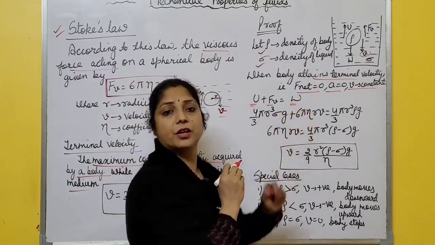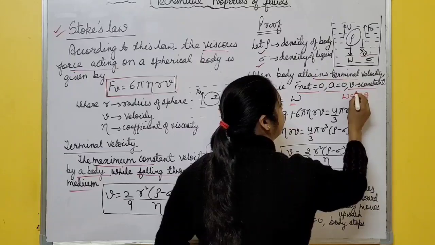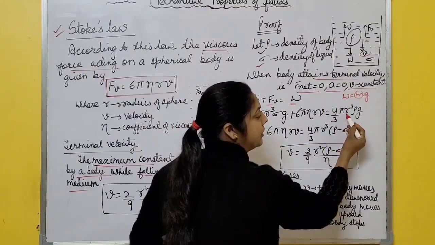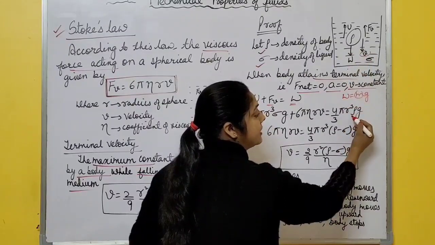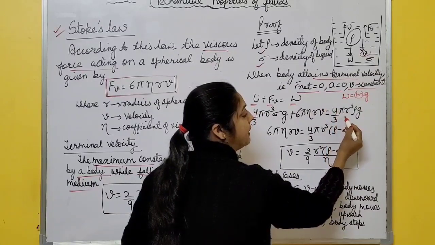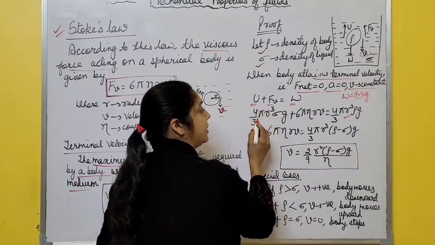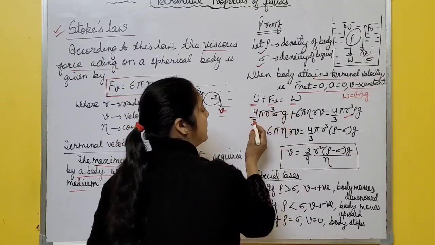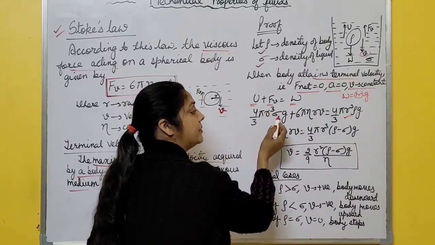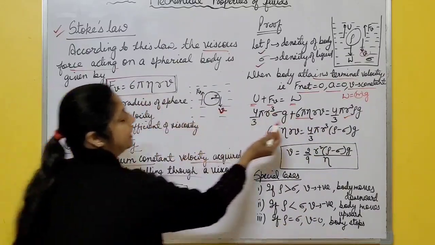Now what is the formula for the weight of the body? Weight of the body is M into g, and this mass of the body is volume into density. Volume is 4 by 3 pi r cube, where r is the radius of this spherical body, and the density of this body is rho. So weight W equals 4 by 3 pi r cube rho g. Upthrust, you know, is the upward force. This is 4 by 3 pi r cube, and the density of liquid is sigma, so 4 by 3 pi r cube sigma g, plus viscous force, which is given by 6 pi eta r v.